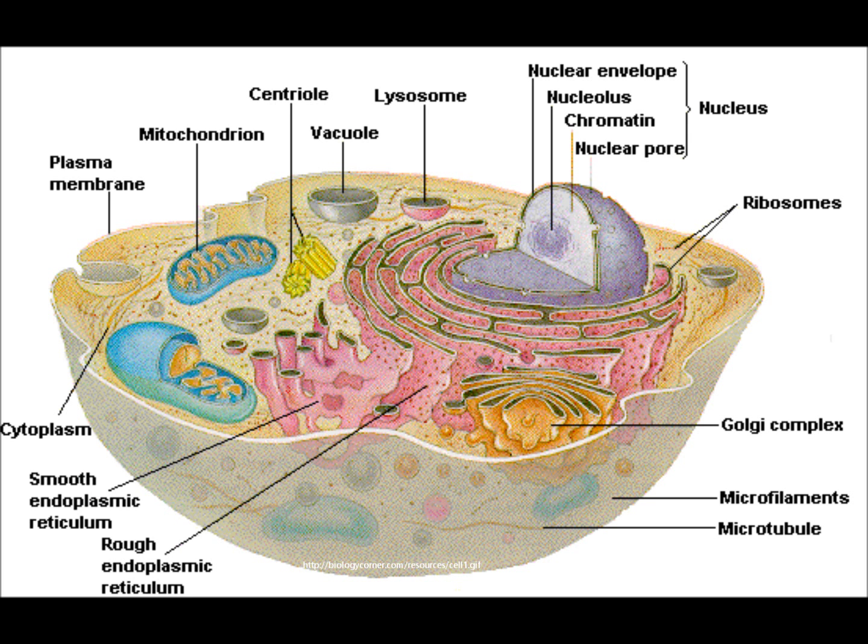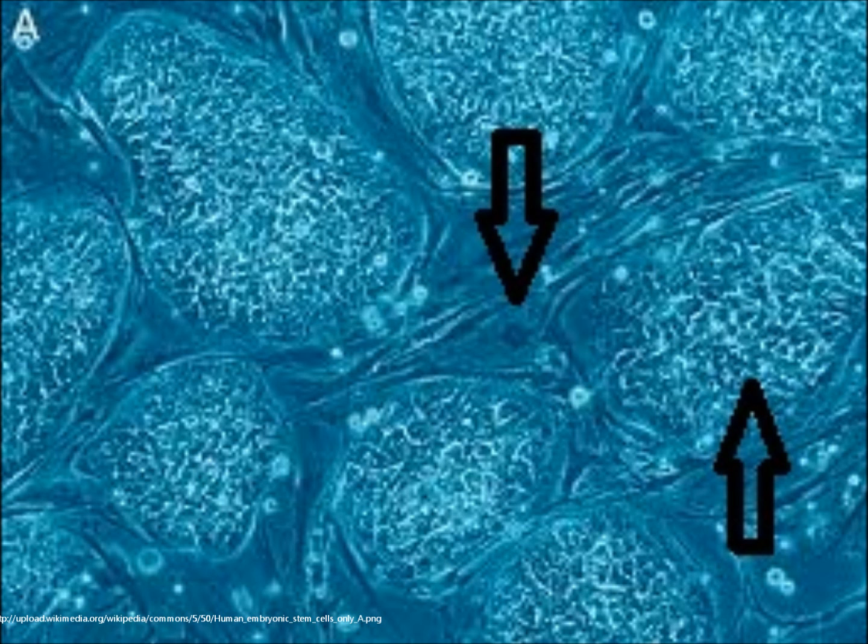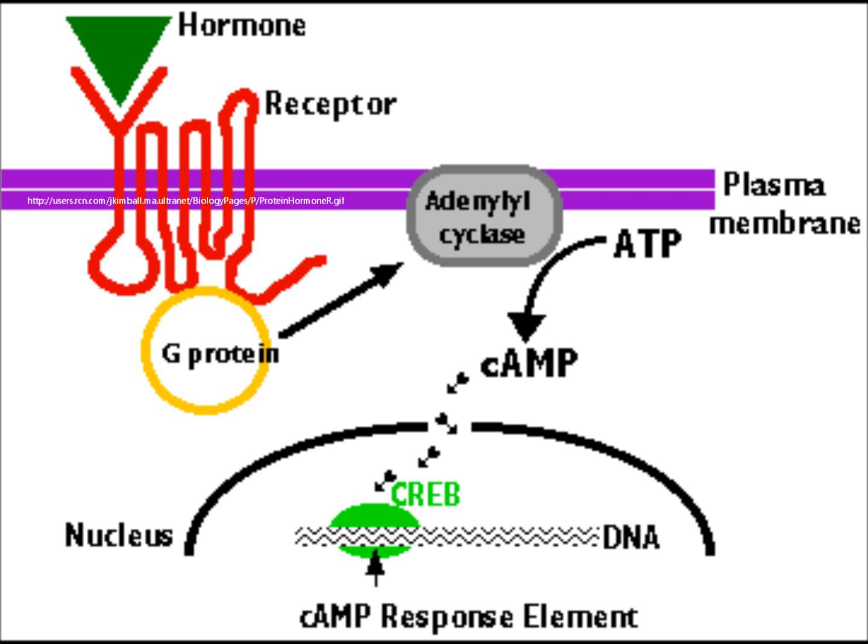The plasma membrane of animal cells includes different types of proteins. These include structural proteins, which help to give the cell support and shape. Receptor proteins help cells communicate with their external environment through the use of hormones, neurotransmitters, and other signaling molecules.